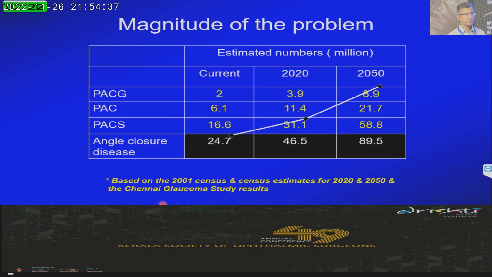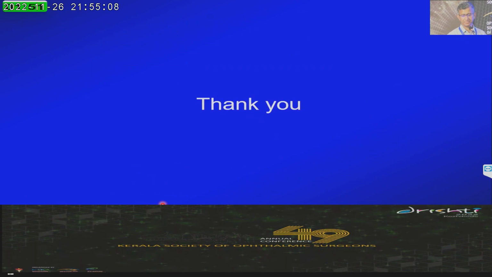So angle closure is a huge problem in India, and these are the estimates that I spoke to you. In 2020, our estimate is that 46 million people have some form of angle closure disease in India. In 2050, which is not all that far off, 90 million people. So 90 million people is more than the population of about 1/3 of the countries in the world today. And that's the sort of disease numbers we are looking for. So we are sitting on a potential explosion of angle closure disease in India, and we need to be sensitive about it, and we need to look for it. Thank you.